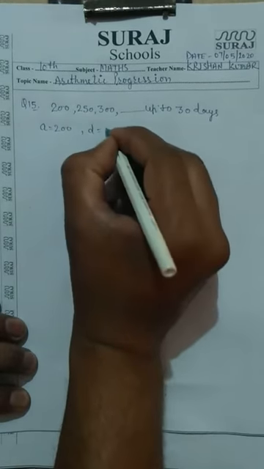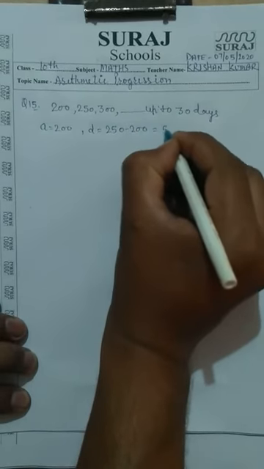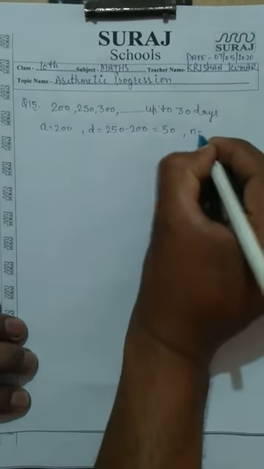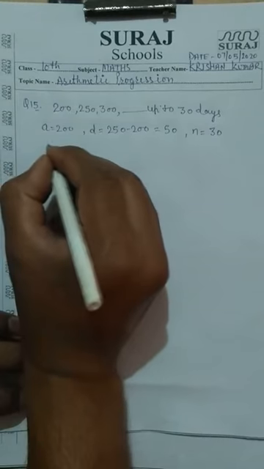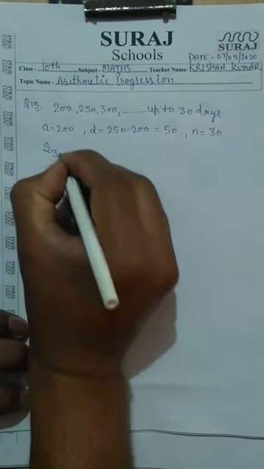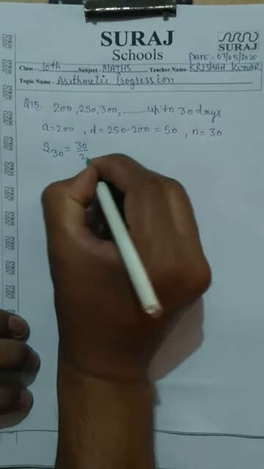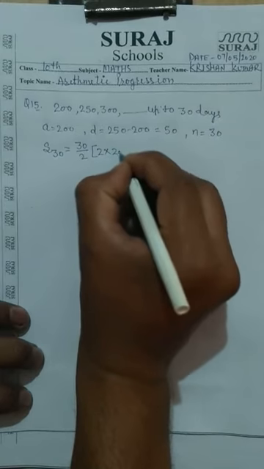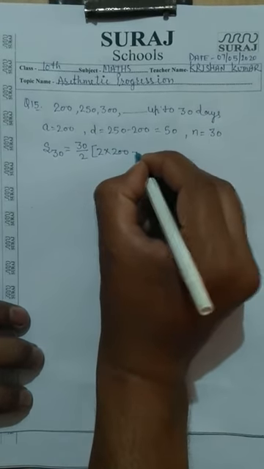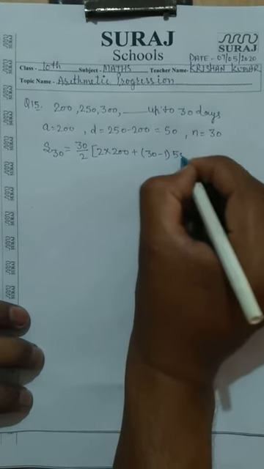D is equal to 50, that's 50. And students, the number of days is 30, so N is 30. So students, we apply the sum of 30 days, S30. Sn formula: S30 equals 30 upon 2, into 2a, where a is 200, plus (30 minus 1) into d, where d is 50.